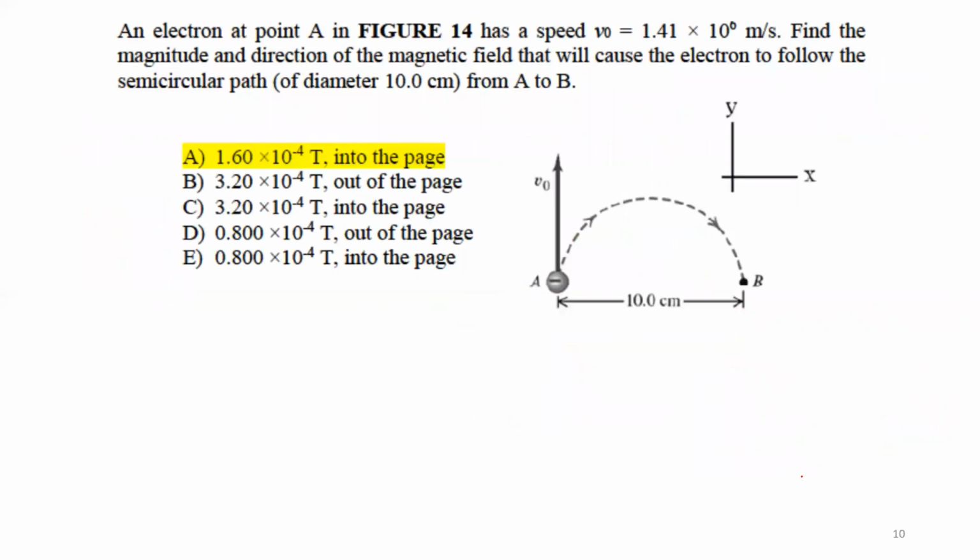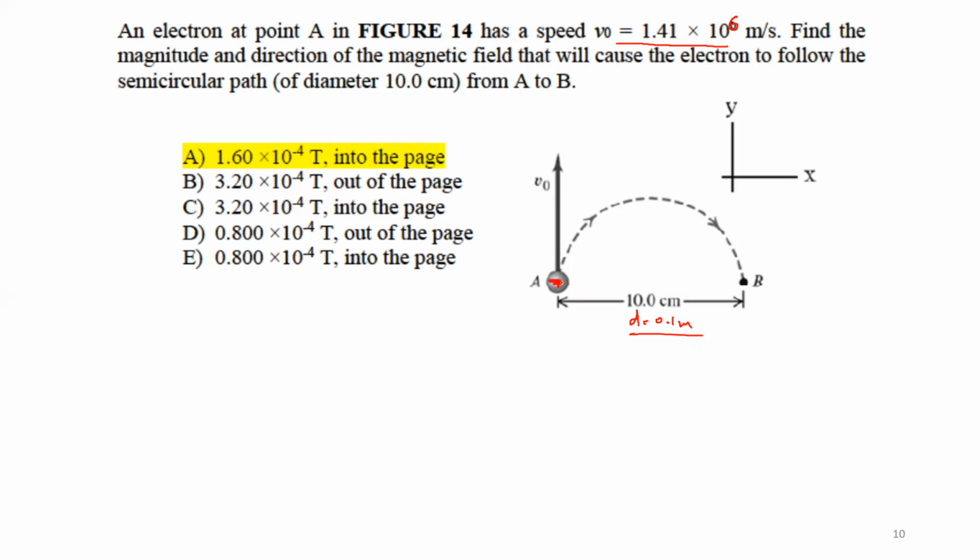Next, we have an electron at point A here, a negatively charged particle, and it has this speed, 1.4 10 to the power 6. The question is, find the magnitude and the direction of the magnetic field that will cause the electron to follow the semicircular path. I give you the diameter here, which is 0.1 meters from A to B. So what should be the direction of the magnetic field here? Let's look at the direction first, and then we look at the magnitude of the magnetic field.